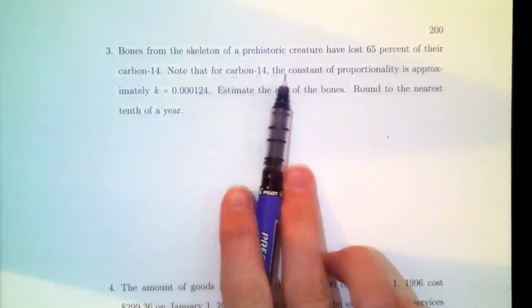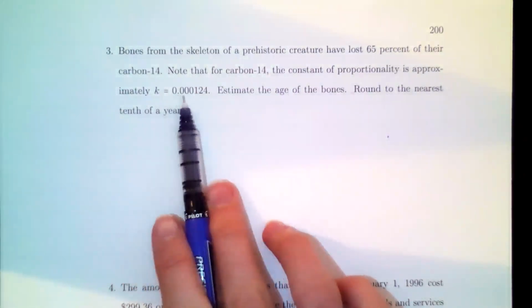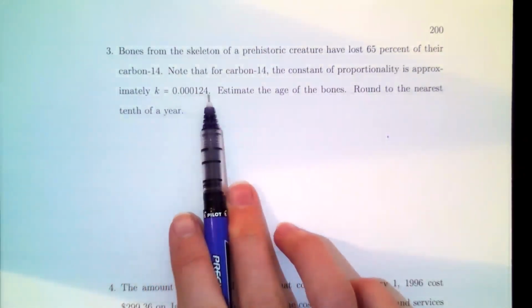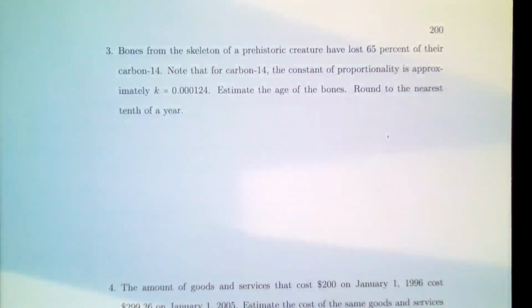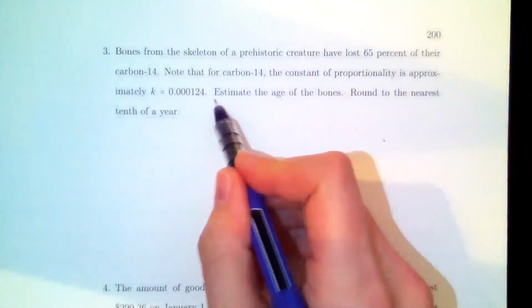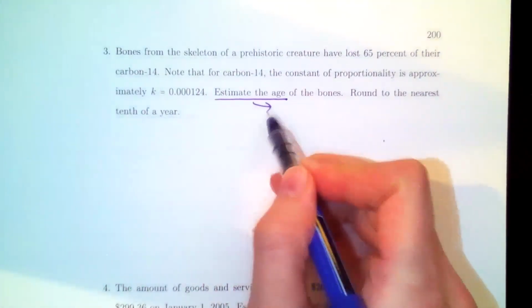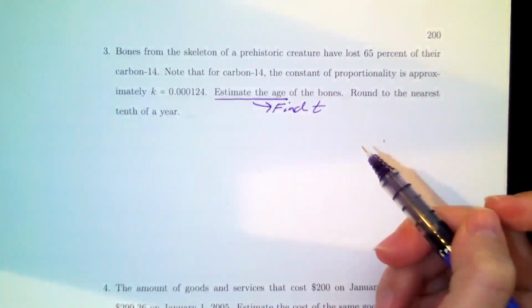Note that for carbon-14, the constant of proportionality is approximately K equals 0.000124. Estimate the age of the bones, round to the nearest 1/10 of a year. So when you get down to what they're actually asking you to do, it says estimate the age. That means they want you to find T. They want you to solve for T. Solve for T in which formula?